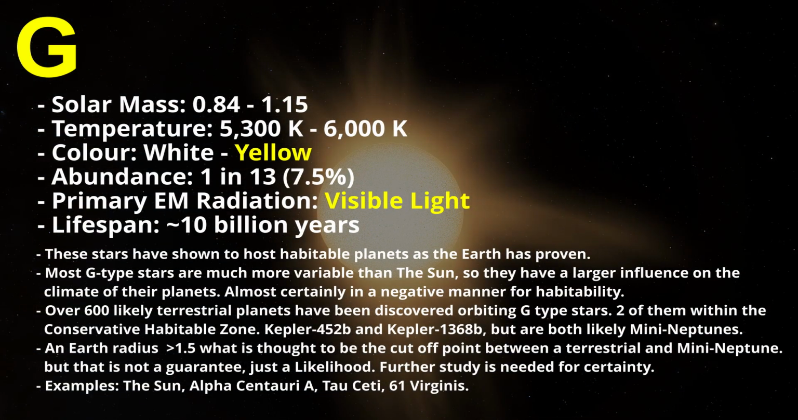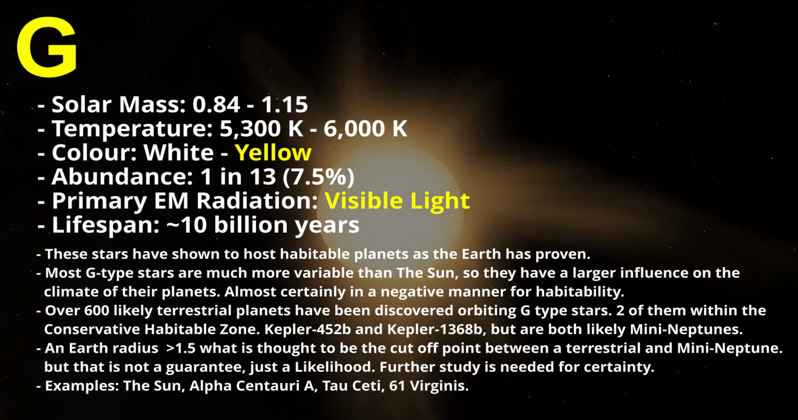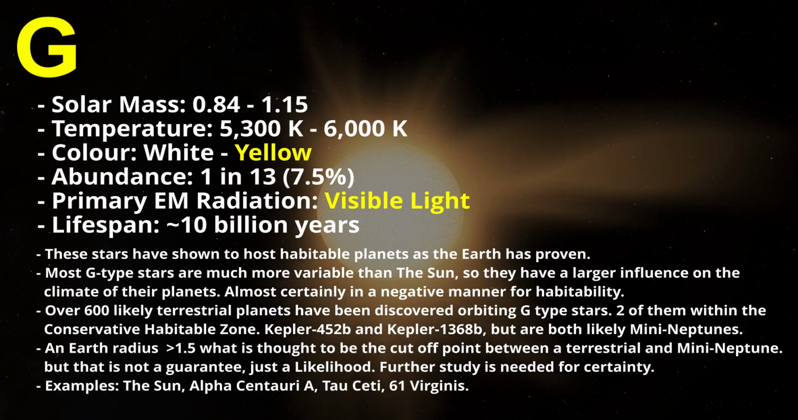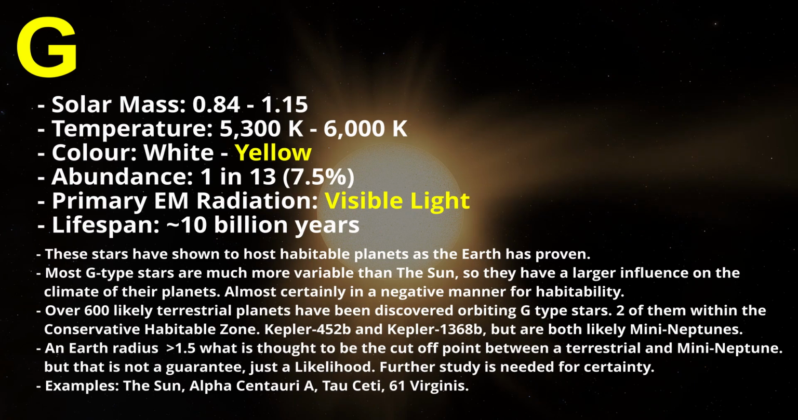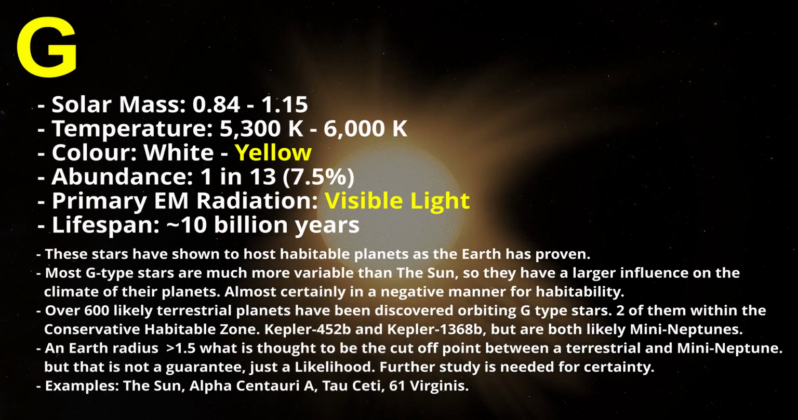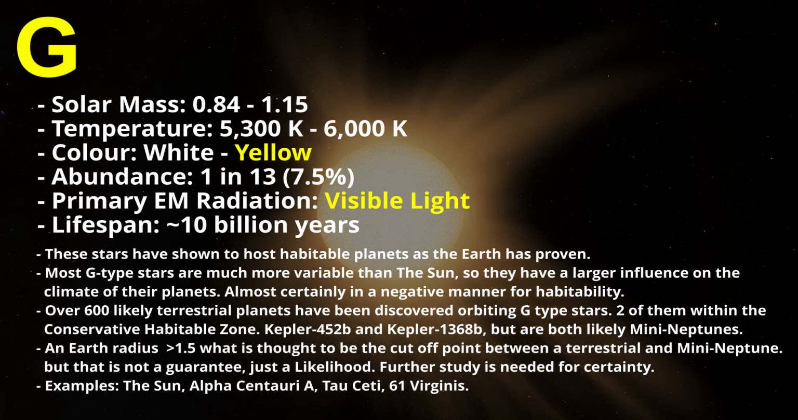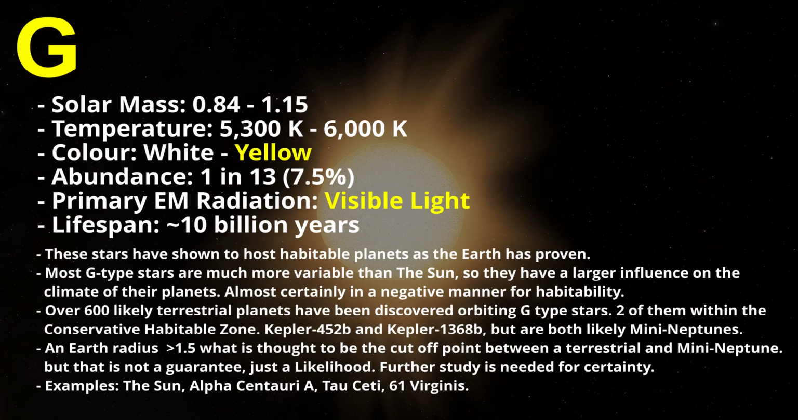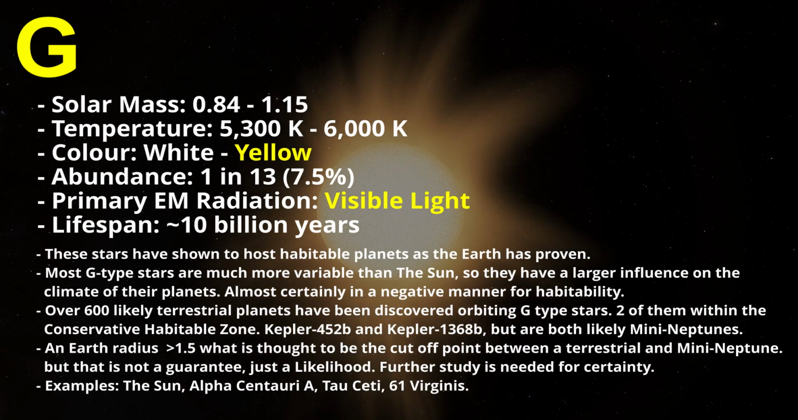G-type stars are by far the most well known. Primarily, as I already stated earlier in the video, the Sun belongs to this group. They have solar masses from 0.84 to 1.15, and a surface temperature between 5,300 Kelvin and 6,000 Kelvin, showing with yellow to white, and 1 in 13 of stars being of this type.